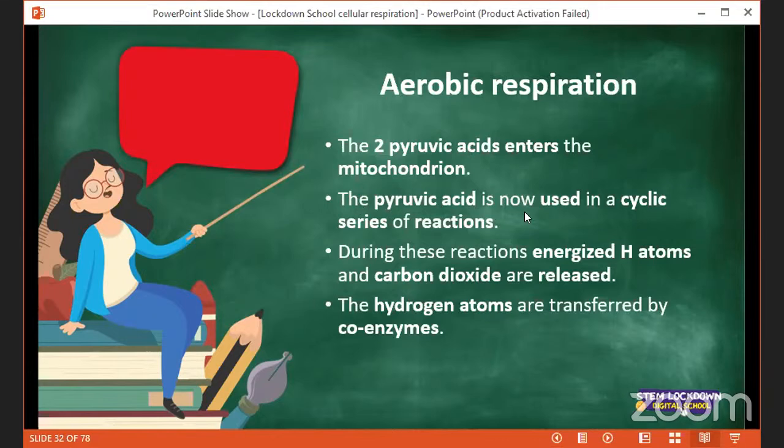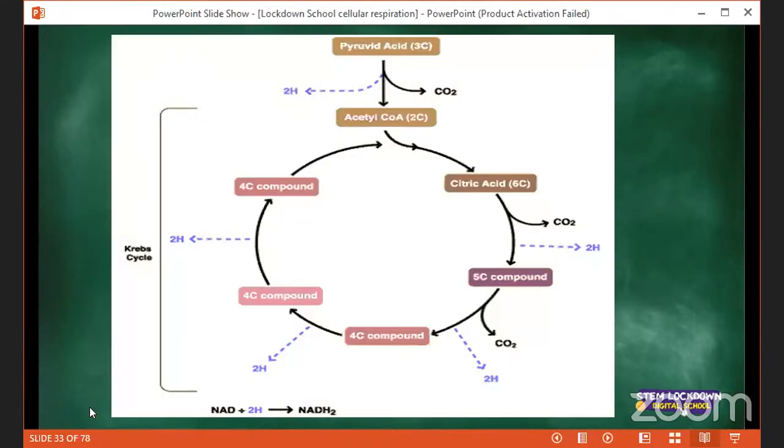So the pyruvic acid is now used in a cyclic series of reactions. During these reactions, energized hydrogen atoms and carbon dioxide are released. The hydrogen atoms are transferred by coenzymes. Okay, so remember we looked at that earlier on. All right, so this is the flow diagram for the Krebs cycle.